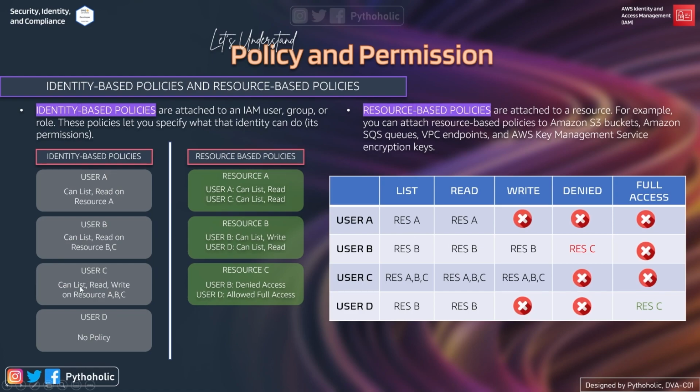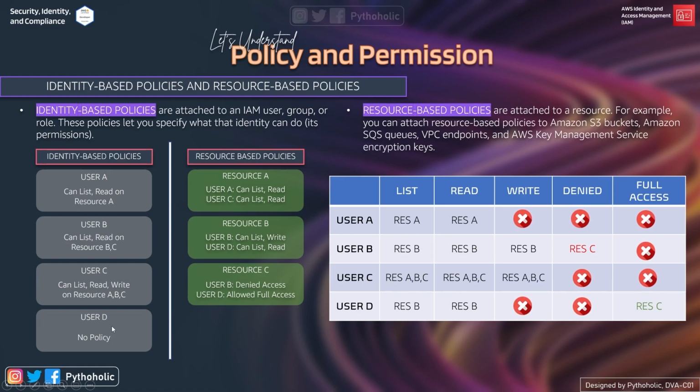Now let's see for the user C. It can perform list, read, write on resource A, B, and C. And here, if you see, we have a mapping argument on the resource A, where resource C can list and read. And there is no other policy for user C here in resource B and resource C. So all that matters for now is the identity-based policy, as this is allowing user C to perform operations on resource A, B, and C. Those operations are list, read, and write. So it has access for list, read, write on all the resources that we have, A, B, and C.